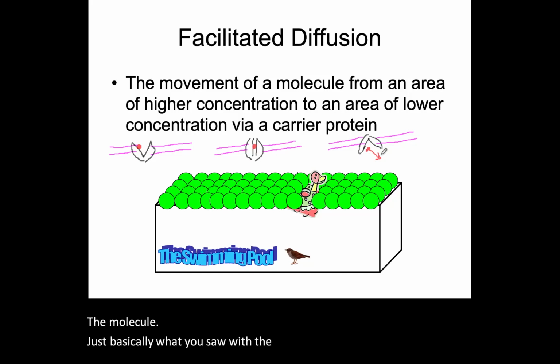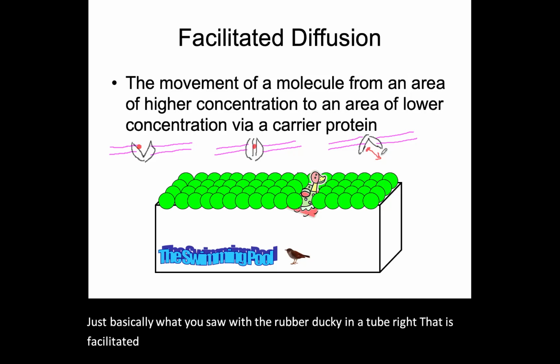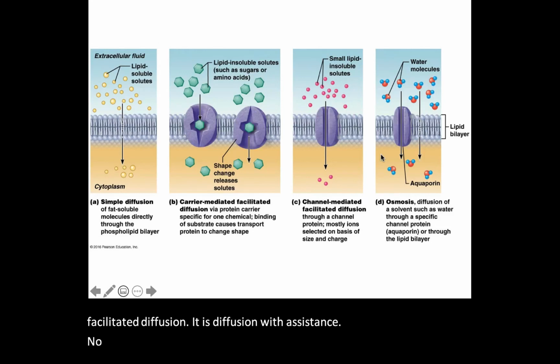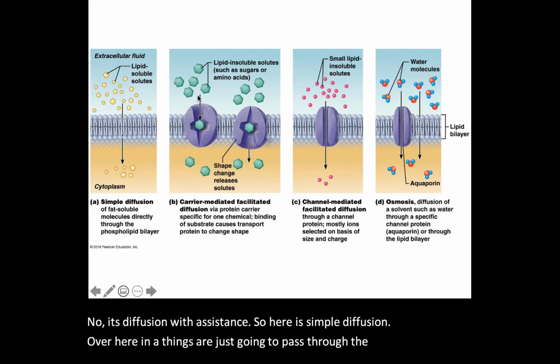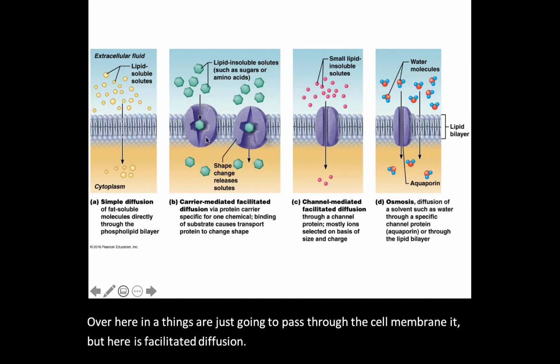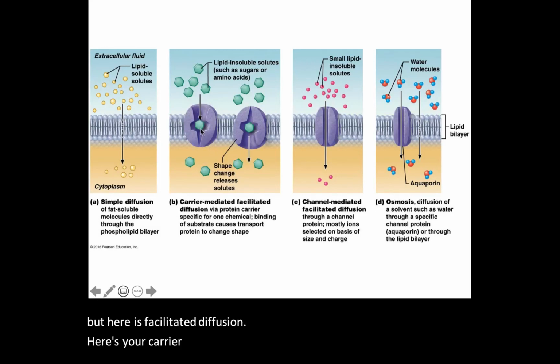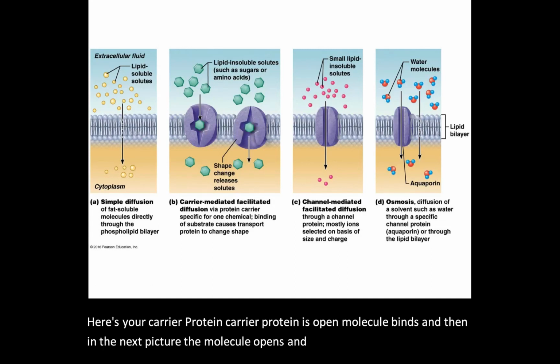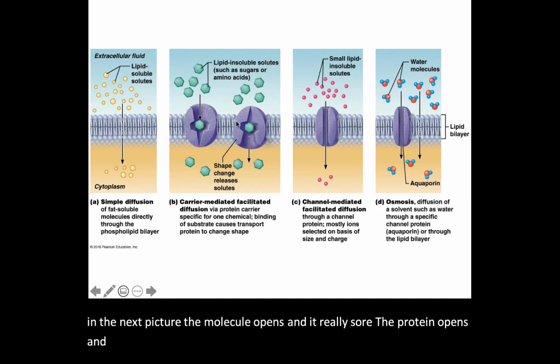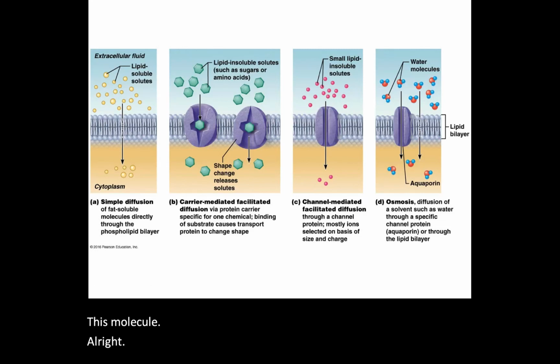Right? That is facilitated diffusion. It is diffusion with assistance. So here's simple diffusion. Over here in A, things are just going to pass through the cell membrane. But here's facilitated diffusion. Here's your carrier protein. Carrier protein is open, molecule binds. And then in the next picture, the protein opens and it releases this molecule. All right? And this is what we refer to as carrier mediated.